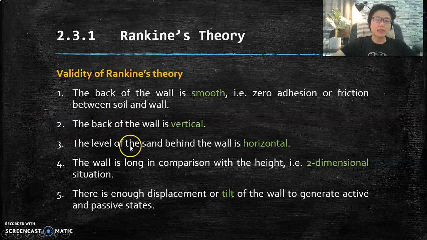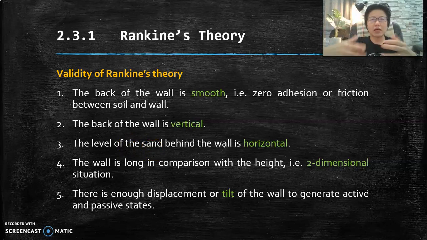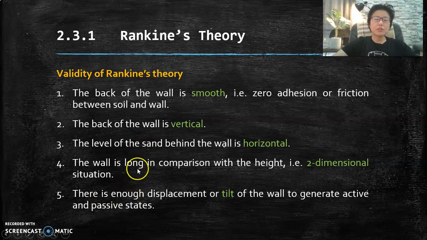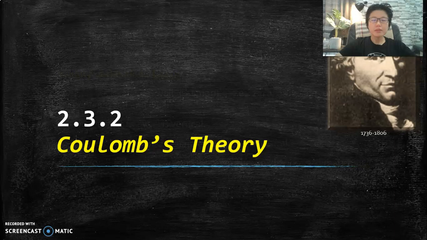Number three, the soil behind the wall is horizontal. Not necessarily horizontal, right? It could be slanting. It depends on the situation. Like you see along the highways, most of the time, the wall is actually retaining a slope. Number four, the wall is long in comparison with the height, so it's a two-dimensional situation. So this is probably valid. This is most of the cases, because the wall is long. And finally, there's enough displacement to tilt the wall to generate active and passive states. So this is alright. Now let's take a look at Coulomb's theory.